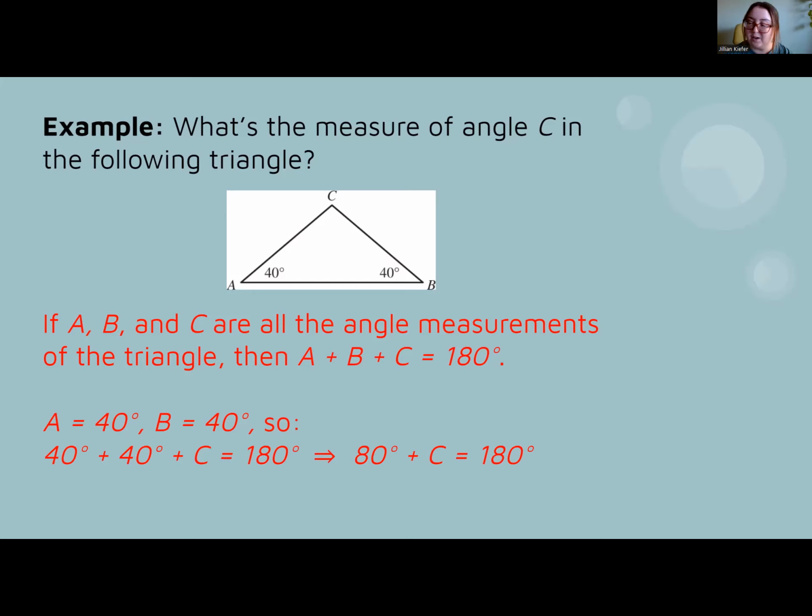To solve for C, we subtract 80 degrees from both sides to get that C would be 100 degrees. So this value right here would be 100 degrees. 100 degrees is greater than 90 degrees, which automatically makes this triangle an obtuse triangle.